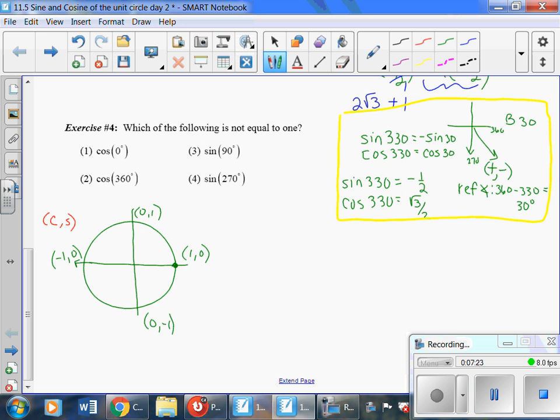So the cosine of 0 is 1. So this equals 1. The cosine of 360 is also the same as the cosine of 0, which is also 1. The sine of 90, remember, sine of 90 is the second one. So this is equal to 1. And then we get to 270. Aha! So the sine of 270 is equal to negative 1. So that's the only one that's equal to something that is not 1.